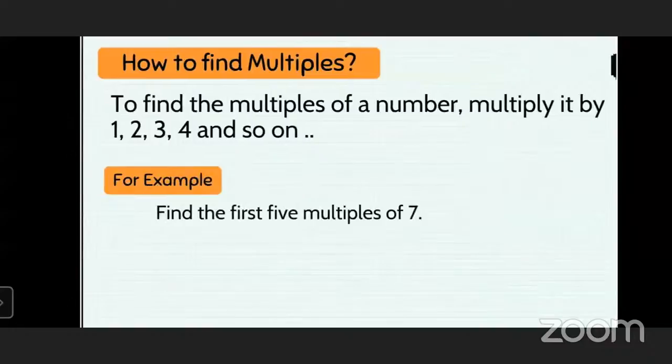It is continuous. For example, find the first 5 multiples of 7. From where do we have to start? It is the first 5, so we have to start from 1. We start from 7: 7 ones are 7, 7 twos are 14, 7 threes are 21, 7 fours are 28, 7 fives are 35. Very good.